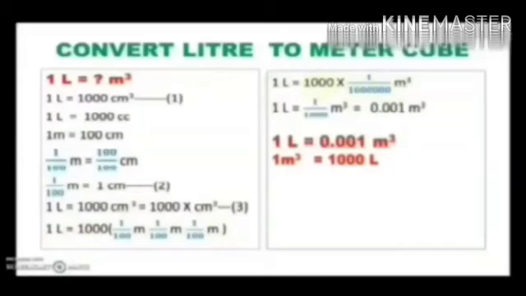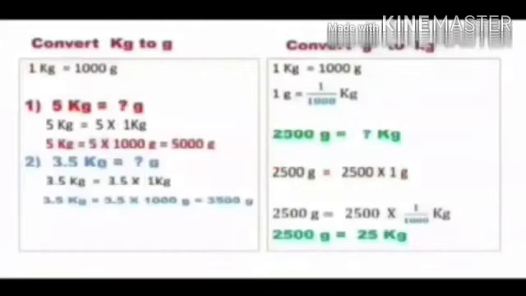When we cancel 3 zeros, 1 liter is going to be 1 over 1000 meter cube. We can write 1 liter is equal to 0.001 meter cube. 1 meter cube is equal to 1000 liter. As the situation demands, we could use these conversion factors. Now I explain to you how to convert kilogram to gram and gram to kilogram.